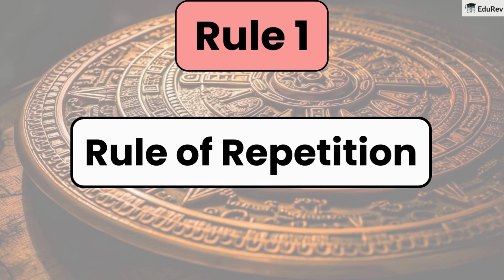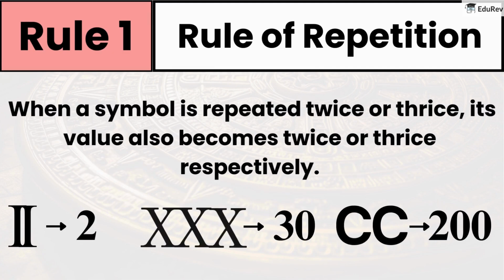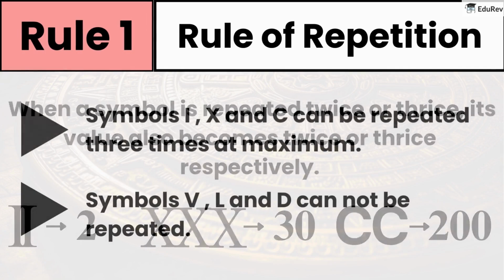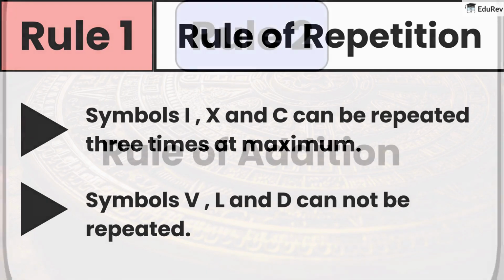Rule 1, Rule of repetition. When a symbol is repeated twice or thrice, its value also becomes twice or thrice respectively. II is 2. XXX, 10 plus 10 plus 10, equals 30 and CC is 100 plus 100, equals 200. However, we must ensure some conditions. The conditions are: symbols I, X and C can be repeated 3 times at maximum. Symbols V, L and D cannot be repeated.